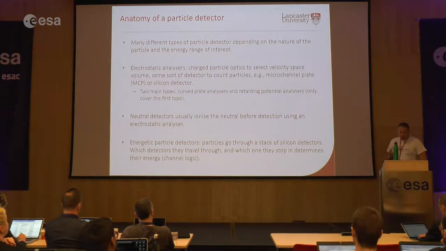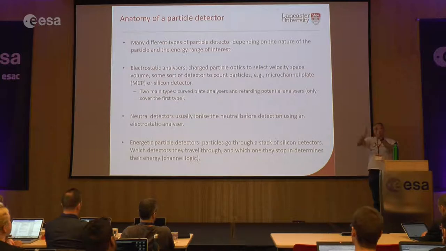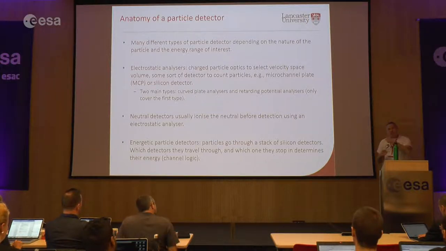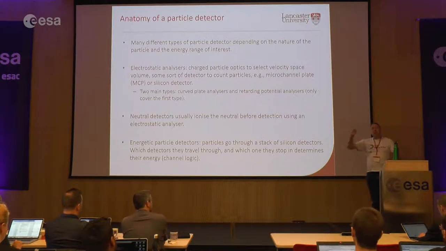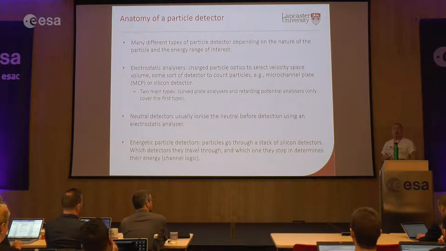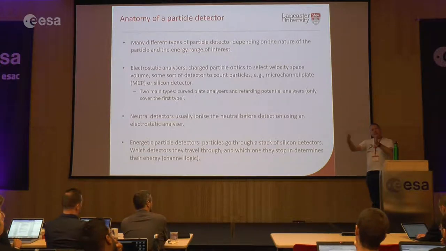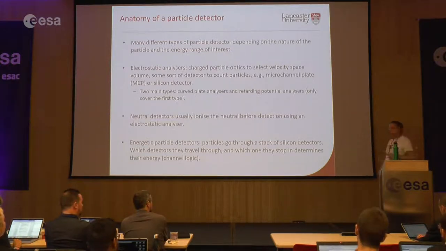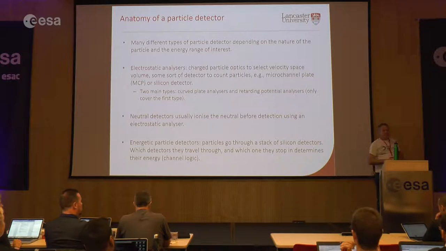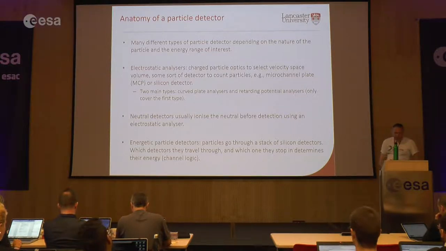Energetic particle detectors often use different techniques. Particles might go through a stack of silicon detectors arranged in a cylindrical configuration, with multiple slices of silicon. Which detectors those particles travel through and which ones they stop in will then determine their energy. That mapping between the combination of detectors and a particle energy is known as channel logic, and of course that also injects its own source of error. So let's think about some of these curved plate electrostatic analyzers.